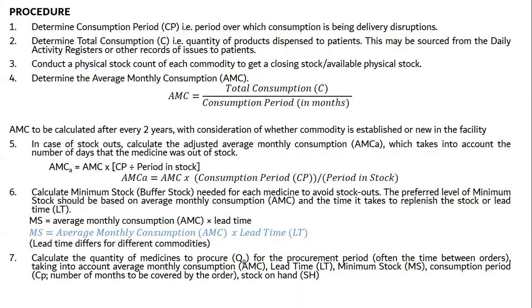Then you calculate the quantity of medicines to procure for the procurement period, taking into account the average monthly consumption, the lead time, which is the delivery time, the minimum stock consumption period, and what you actually have at hand, which is the stock on hand.